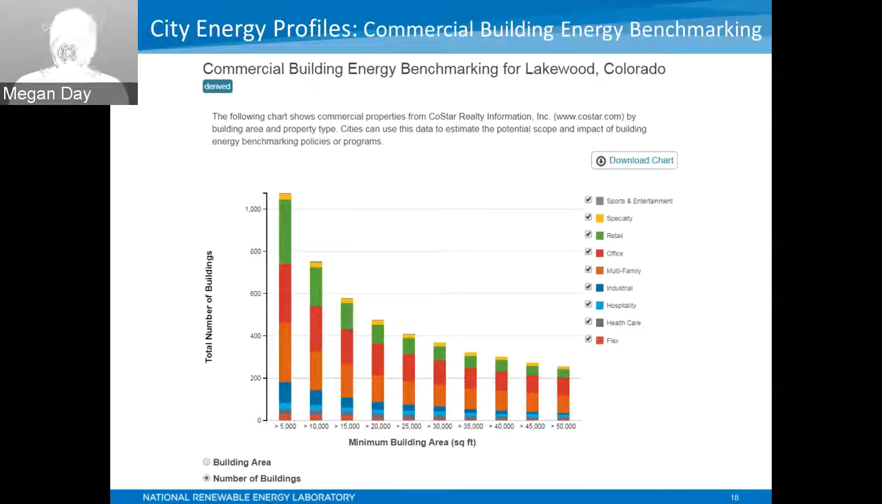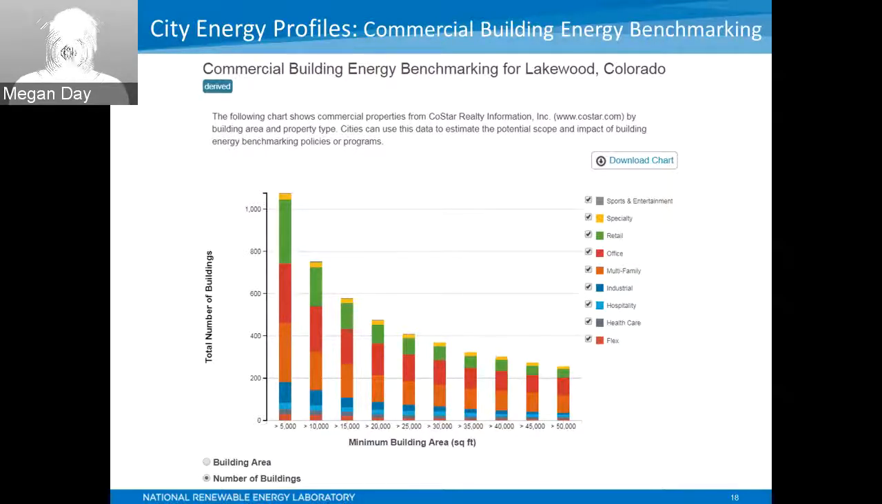And so here we've taken data from a different data source, lots of data sources coming in here. This is purchased data from CoStar Realty Information, and they have information on 4.4 million commercial buildings across the US. And so we've broken it down again by city. And below you'll see the minimum building area.